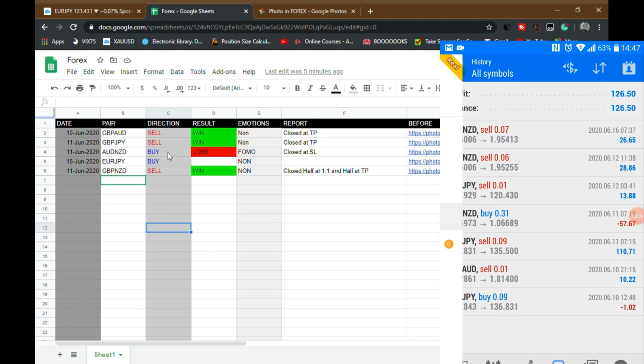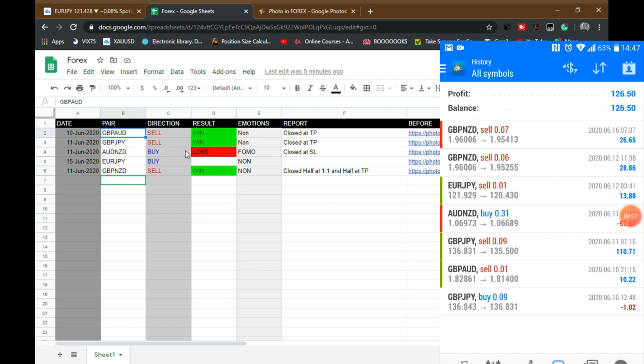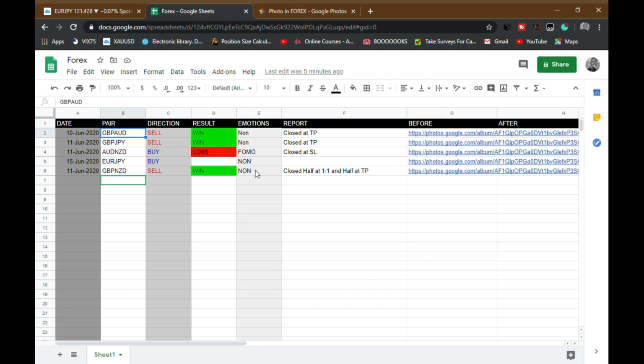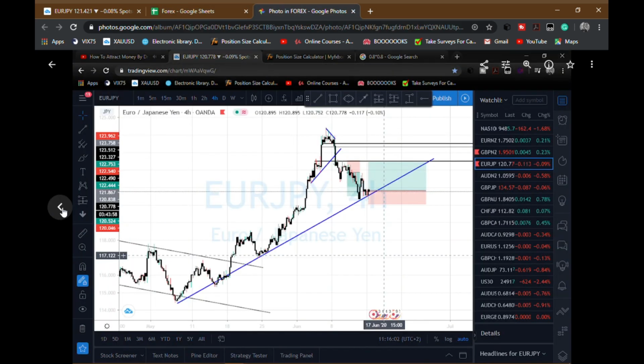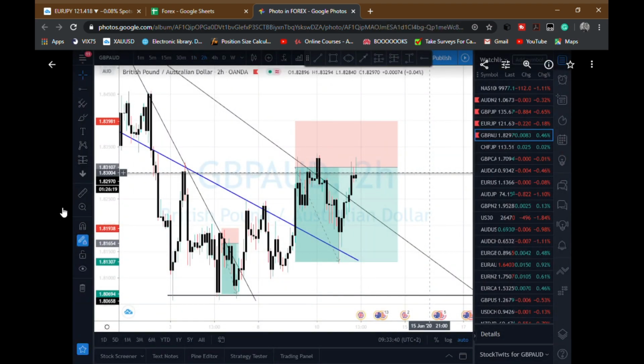So these are the trades I took. I sold GBPAUD, it was a win, and then this is basically my trading journal. So I have the pairs right here, and I've already loaded the pictures of before I actually took the trades. So let's start with GBP. Yeah, this is the trade that I took on GBPAUD. Unfortunately, I think I didn't take the picture before it actually happened. So let's go so that I can show you the logic behind every trade that I took.